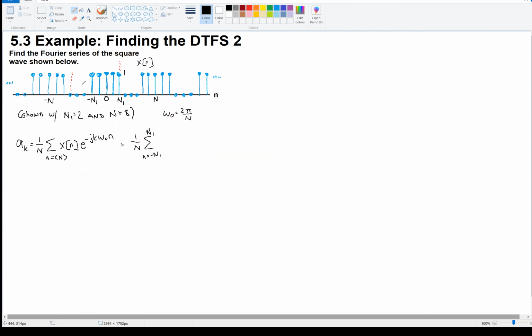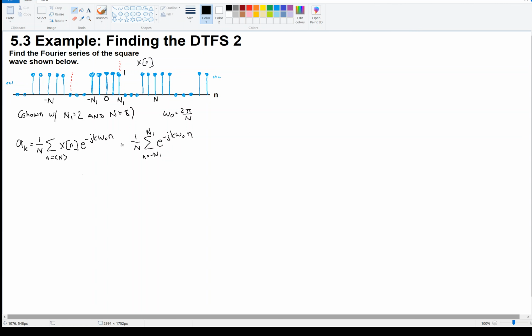You see, I'm actually going over a full period, which is the red to the red, but these zeros contribute nothing to the summation, so all I really need to do is go from negative N1 to N1. And in that range, our signal is just 1, so I'm not even going to write it. So I have this. Make sure that that sits well with you.